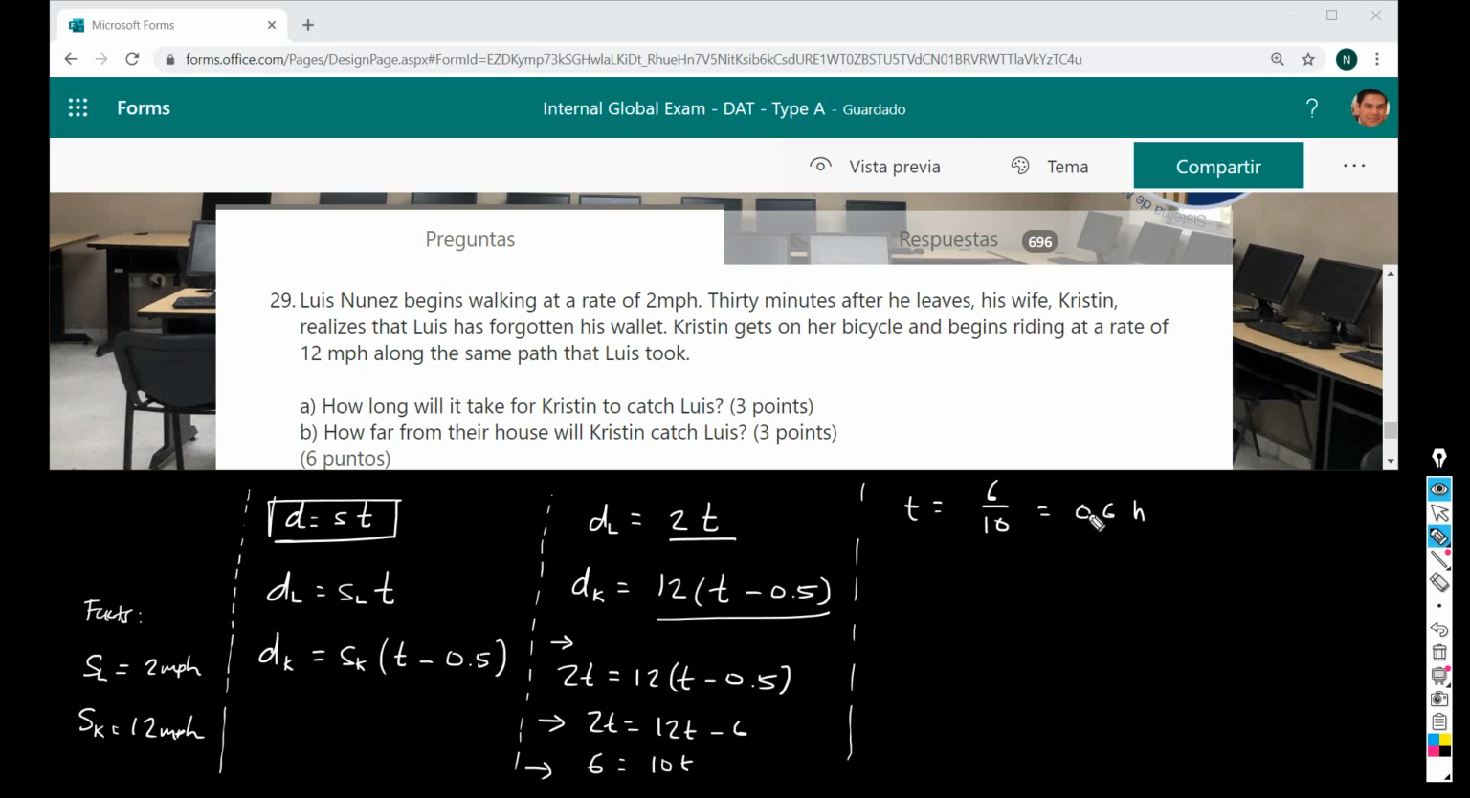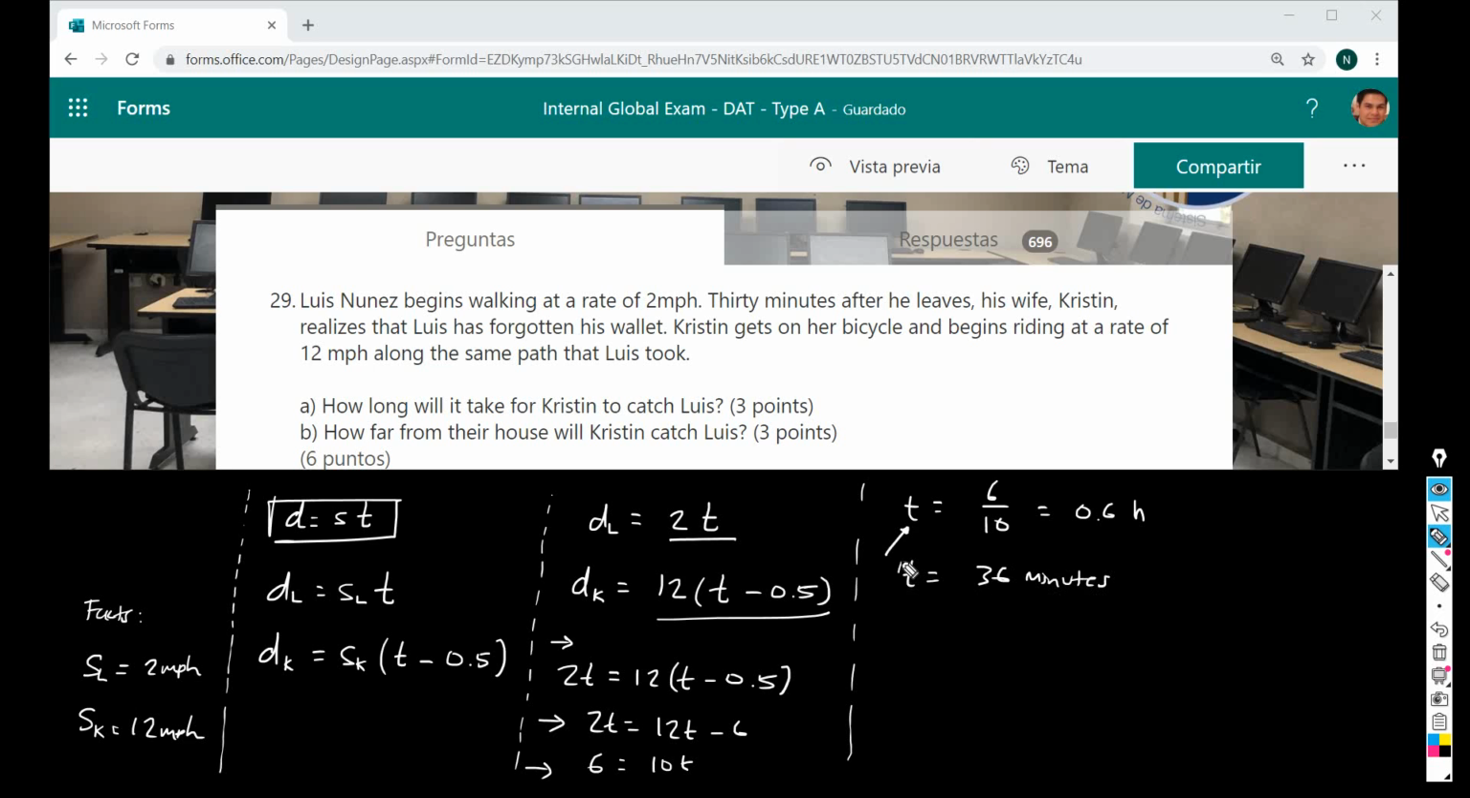What units? Hours, because remember time is given in hours. So it's 0.6 hours. How long will it take Christian to catch Luis? 0.6 hours. But remember, this t represents the time for Luis. How much is 0.6 hours in minutes? That's going to be 36 minutes if you transform it.